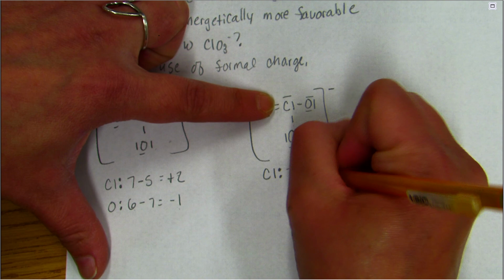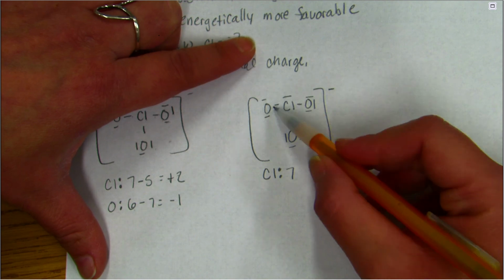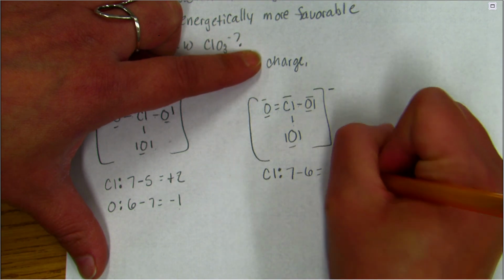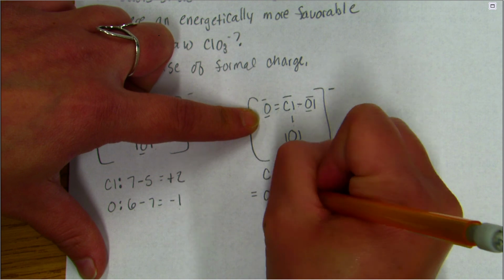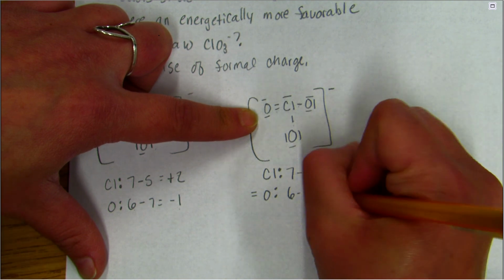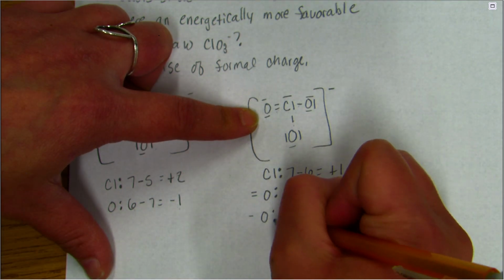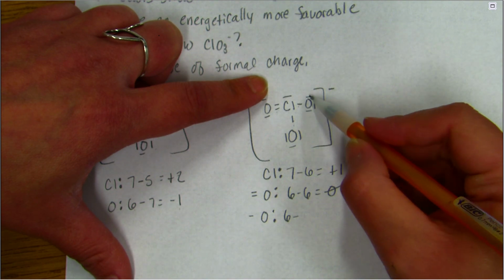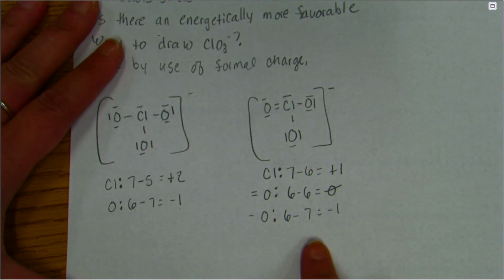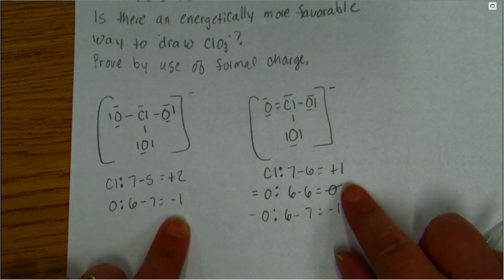Let's look at chlorine. Chlorine has 7 valence electrons. It has 2 from the lone pair, 3, 4, 5, 6. So chlorine is a +1. Let's look at my double bonded oxygen. Oxygen has 6 valence electrons, 2, 4, 5, 6. So my double bonded oxygen has a 0 formal charge. And my single bonds, 6 valence electrons, 2, 4, 6 plus 1 is 7, equals a -1. So this is in fact more energetically favorable because I've gotten rid of the 2 altogether. I have a 0 here for one of the oxygens.